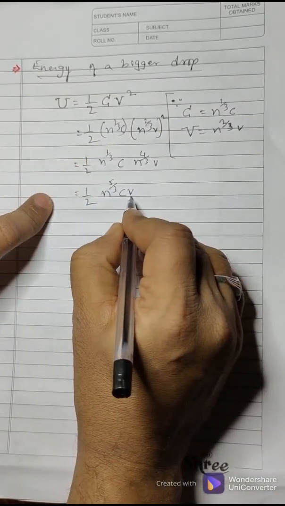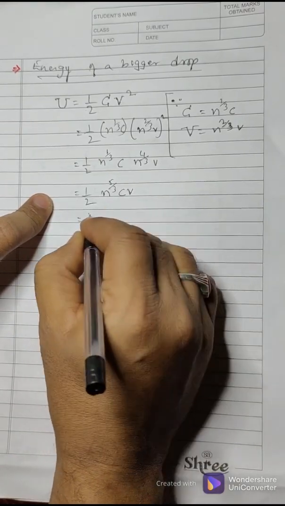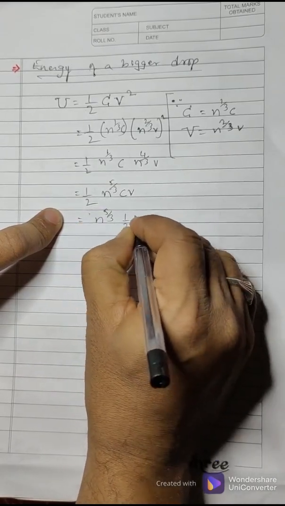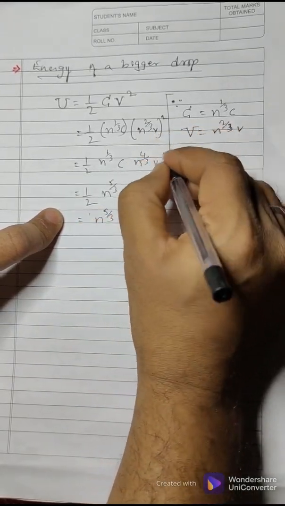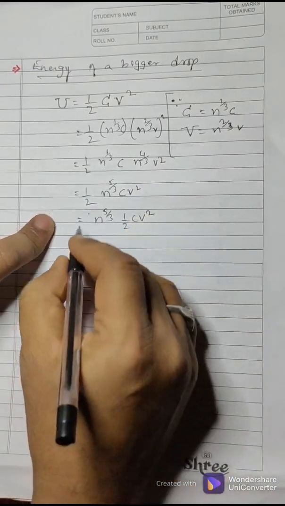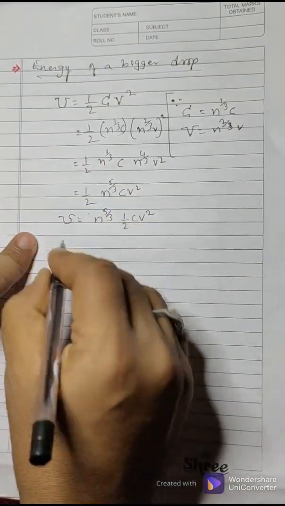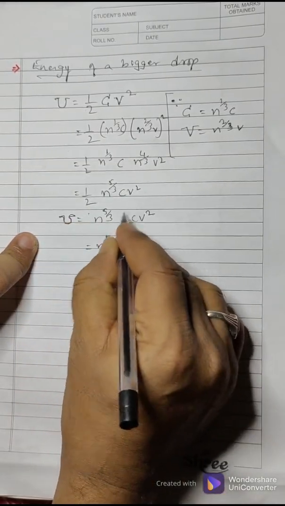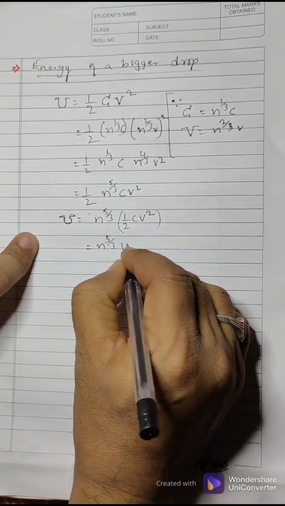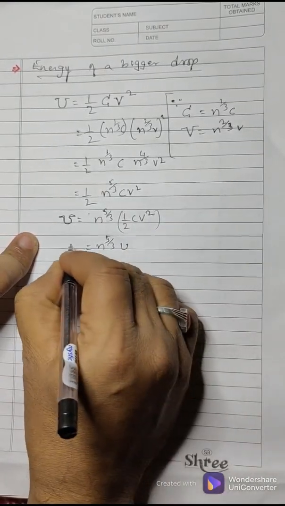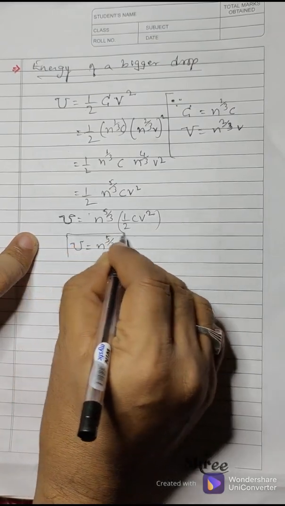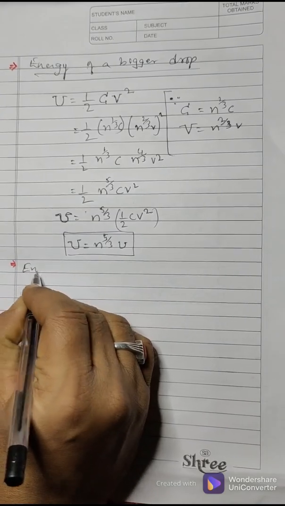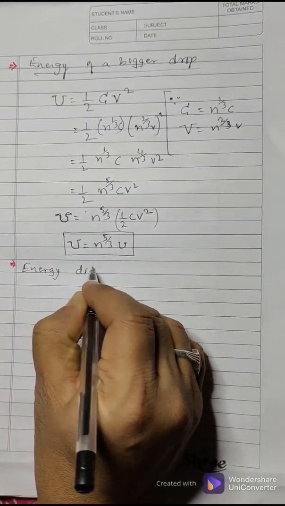This can be written as n power 5 by 3 into half c v square. So this is nothing but capital U, and this is nothing but small u, energy of a single small drop. Therefore capital U is equals to n power 5 by 3 into small u. Now, energy difference.